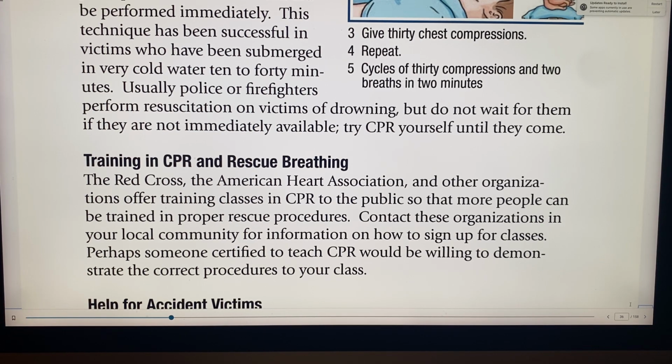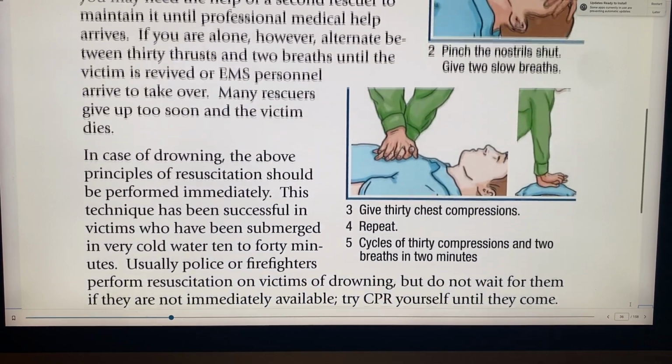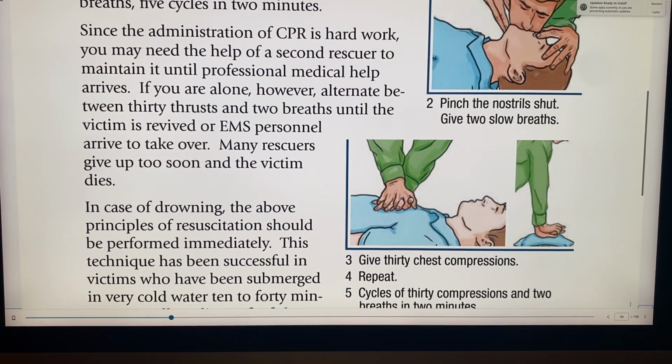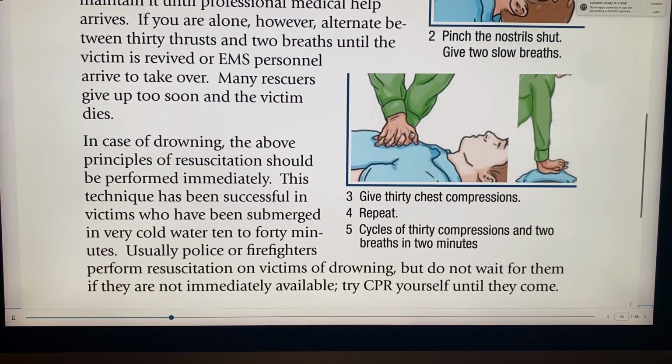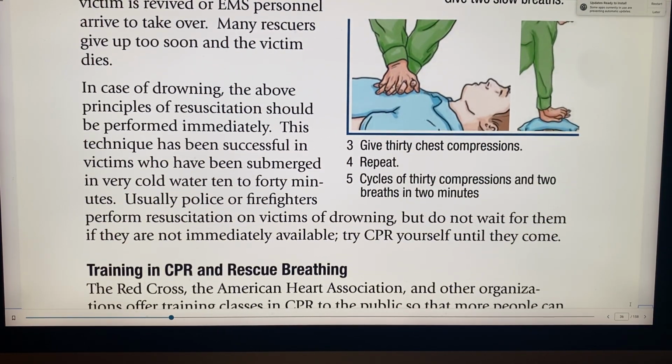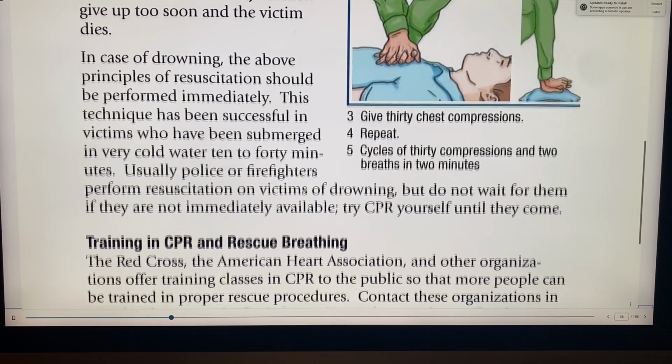Okay, if you have a conscious choking infant, how about the infant? Oh, we did the conscious choking infant, but for an infant you would do the same as you did before. You would do the chest compressions as we had before.